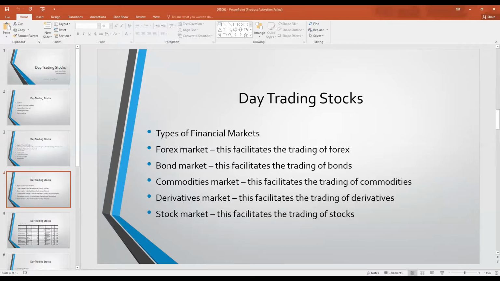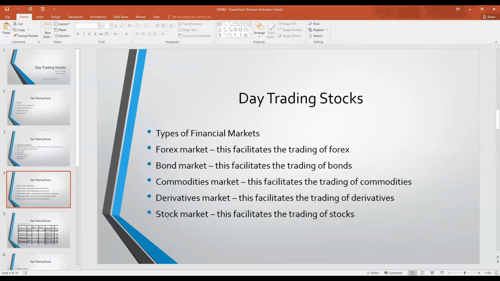You can buy bonds on the bond market. The commodities market facilitates the trading of commodities. So you can buy agricultural commodities, you can buy metals, and you can buy energy commodities such as oil and gas on the commodities market. The derivatives market facilitates the trading of derivatives. You can buy forwards contracts and you can buy futures contracts on the derivatives market.